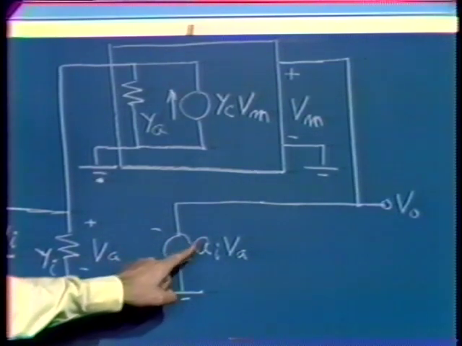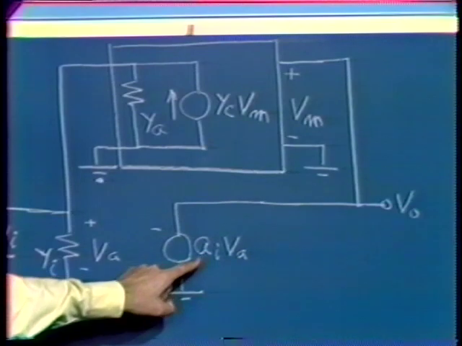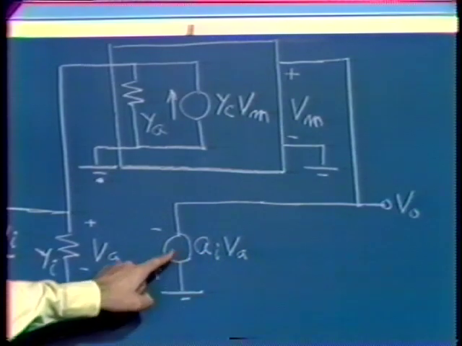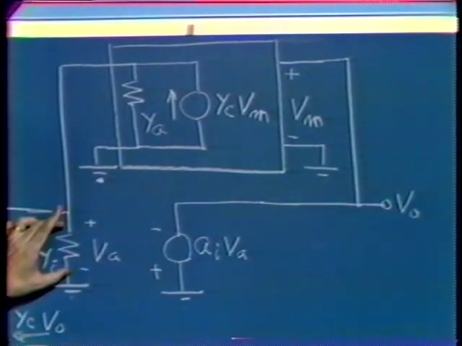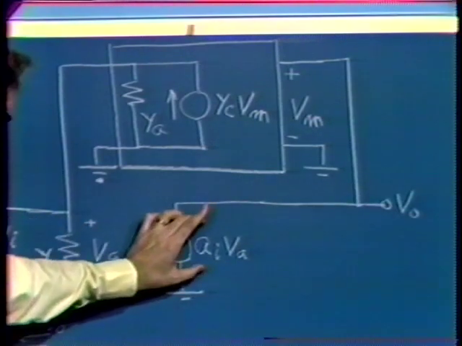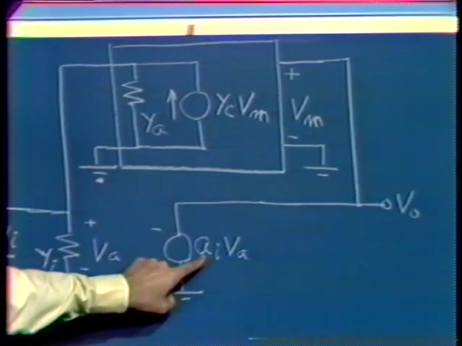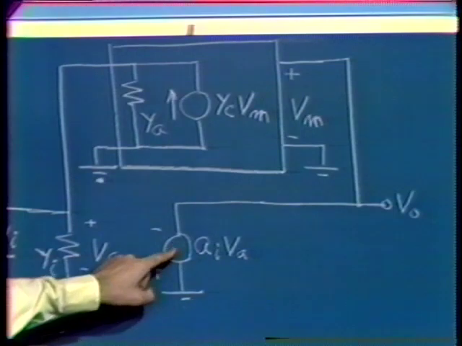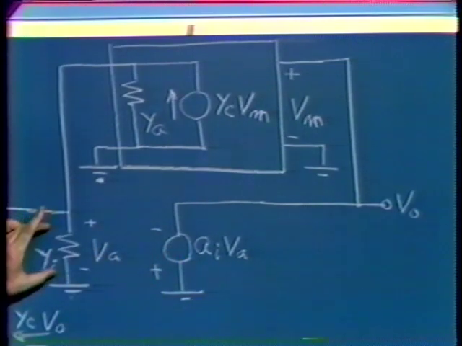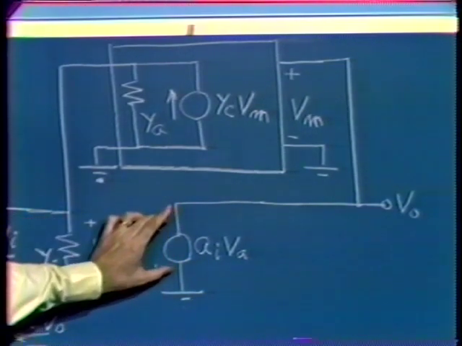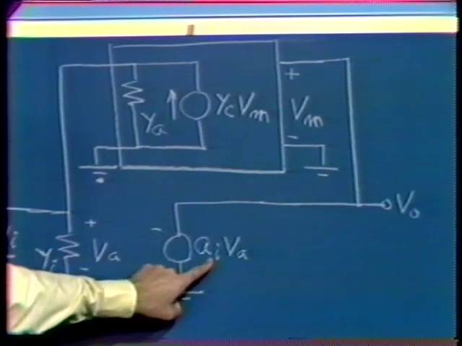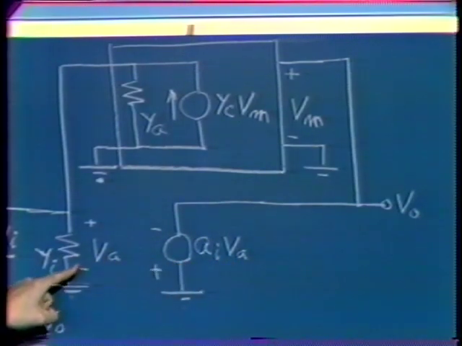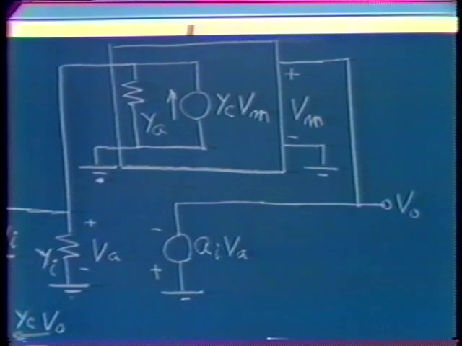Anyway, we assume that we can model the second stage as a dependent voltage source, and we'll call the gain from the input to the second stage to the output of the second stage simply A sub I. So we model the second stage as an input admittance Y sub I, and a dependent generator whose magnitude is AI times the voltage applied to the input of the second stage.